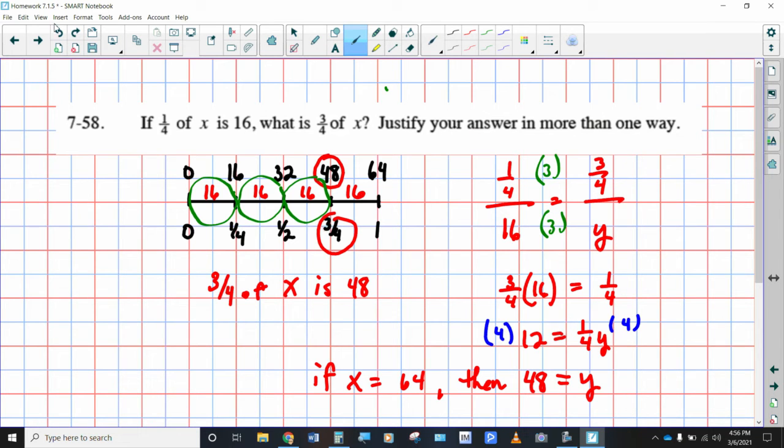Or I could have used proportional reasoning and done cross multiplication. And so you get 3/4 times 16, which is 12, will be equal to 1/4 times y, which is 1/4 y. And then when we multiply each side times 4 to cancel this out, you get 4 times 12 is 48.